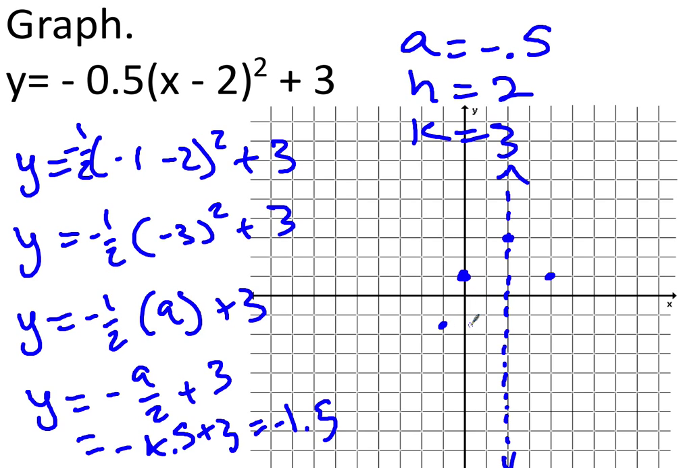If I go over 1, 2, 3 to the axis of symmetry, and then over 1, 2, 3 again, I have this point, and now I have both sides of my parabola. So that's the graph of it. The vertex is a lot easier to find, and then you just plug in points on either side and evaluate.